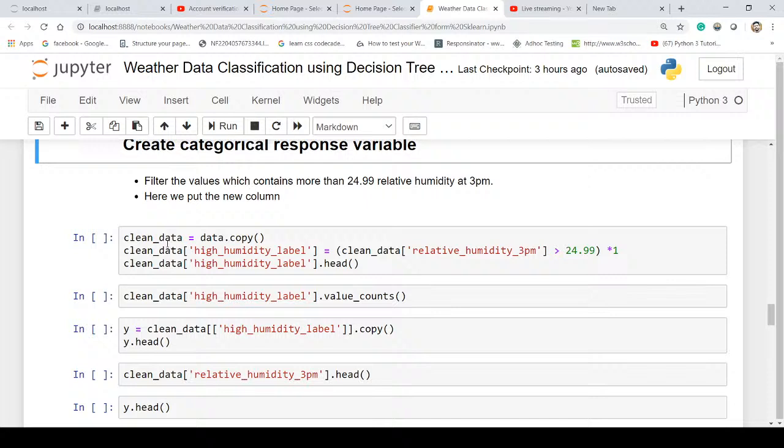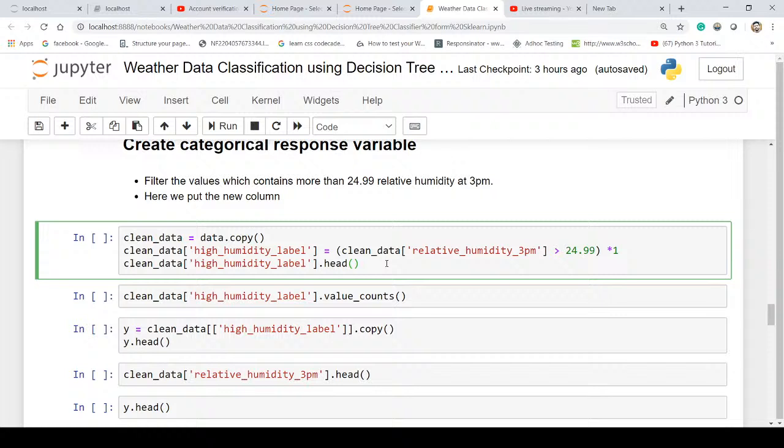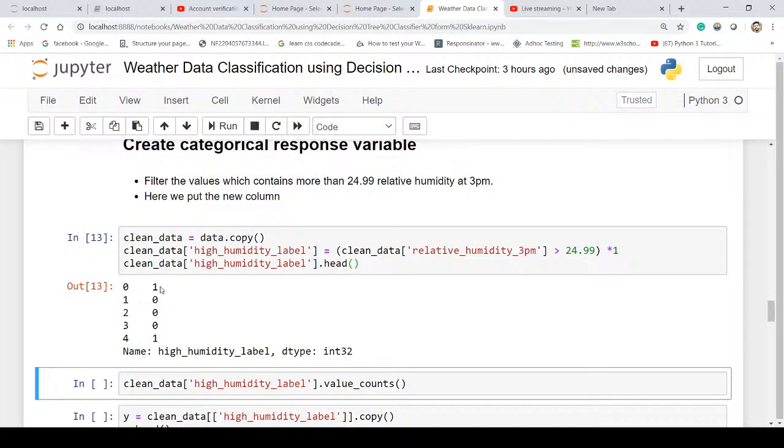Clean data high humidity level, this is the R column. Clean data relative humidity PM greater than 24.99, multiplied by 1. And we are also seeing the head count. If you run this code, this is our index 0, 1, 2, 3, 4, and this is our 1 and 1. So we get the data only where we have more than 24% humidity.